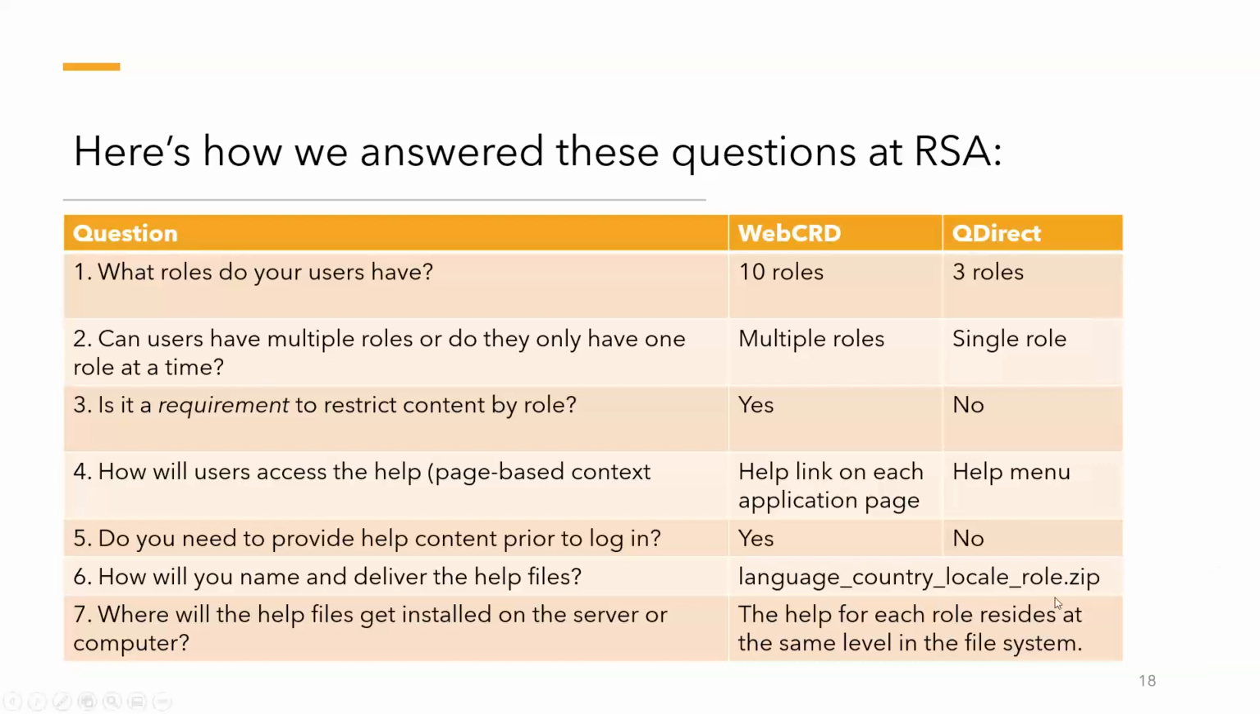So the 2 things in common were the answers to questions 6 and 7. Both software teams wanted to use the same file naming convention, which is great. That makes a whole lot of sense, makes it easier. And for both products, the help for each role resides at the same level in the file system.